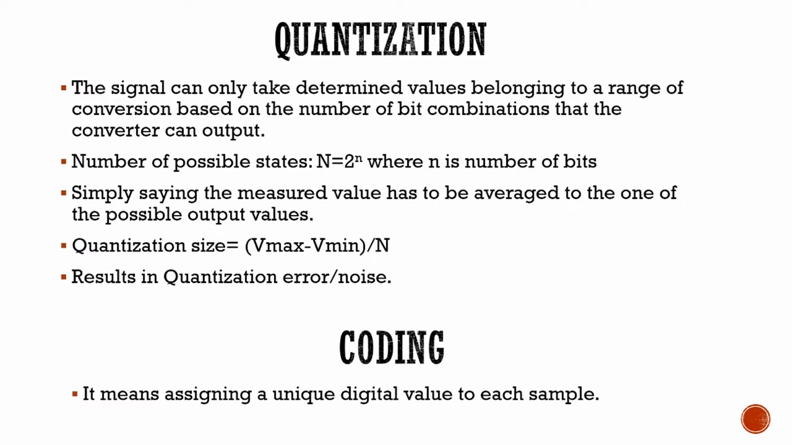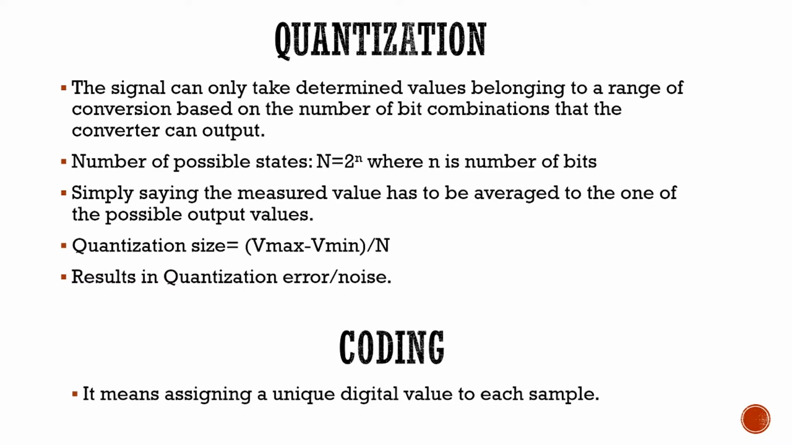Second is the quantization process. The signal can only take determined values which belong to a range of conversion based on the number of bit combinations that the converter can output. Now, since we are converting the analog signal to a digital signal, there are bound to be some conversion errors, since the analog signal can take infinite number of values while we can only output a limited number of digital values. Those values are given by 2 to the power n, where n is the number of bits of the analog to digital converter.